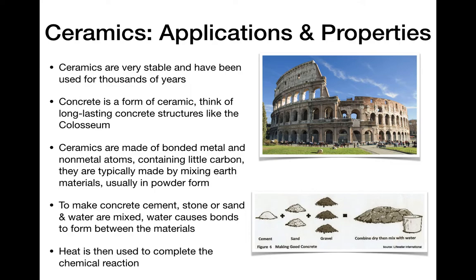When we're making concrete, like at the Colosseum, you pour concrete, you're not putting it in a kiln like you would a piece of pottery. Instead, you're letting the sun dry it, and the heat from the sun causes it to change form and harden.